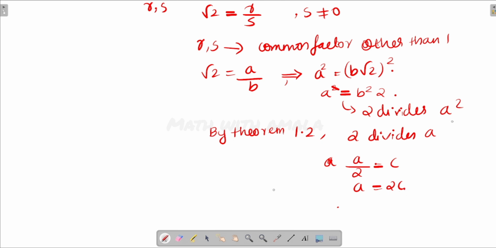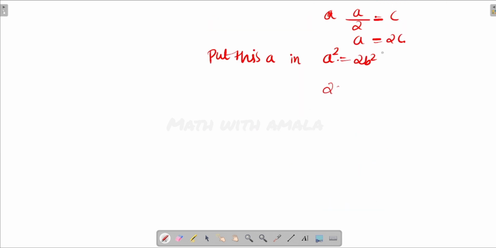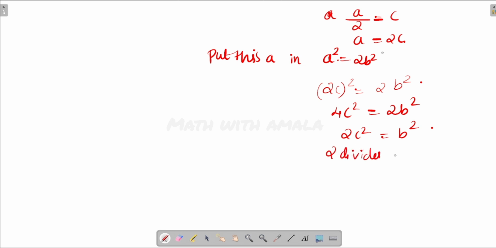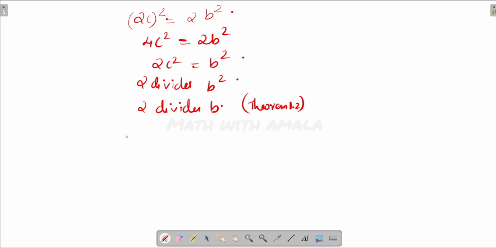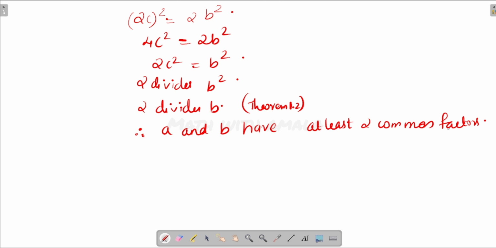Now let us put a is equal to 2c in a square is equal to 2b square, which is 2c the whole square equal to 2b square. Then 4 into c square is equal to 2 into b square. You can cut the 2's, and 2c square is equal to b square, which means 2 divides b square. Or you can simply say 2 divides b by theorem 1.2. Therefore, both a and b have 2 as a common factor, at least 2 as a common factor.